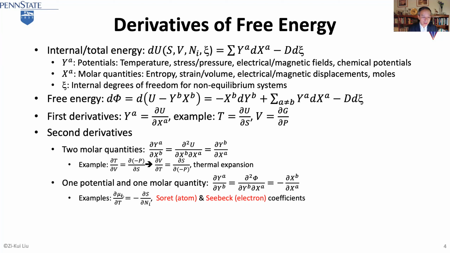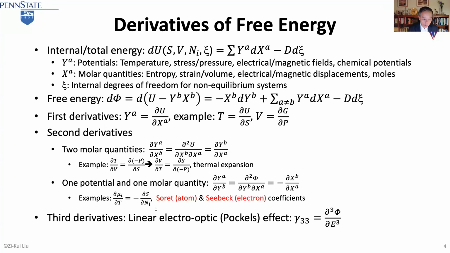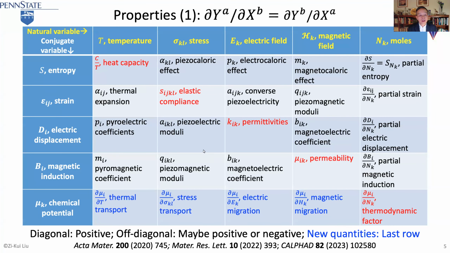For example, the derivative of the chemical potential of a component with respect to temperature gives the partial molar entropy, which would give the Soret coefficient. If we take the derivative of the electron chemical potential with respect to temperature, then we get the partial entropy of the electron, which gives us the Seebeck coefficient. We also have cross derivatives. For example, the linear electro-optical Pockels effect, which is the derivative of free energy with respect to electric field.